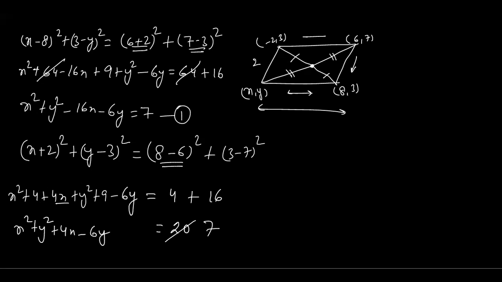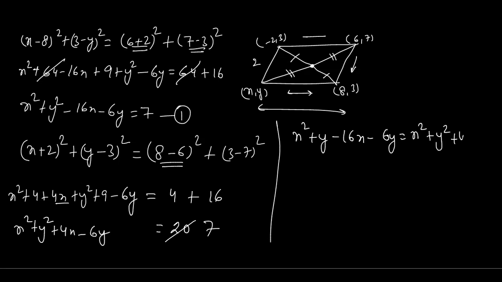Now what you need to do is subtract the first equation from the second. Both equations are equal, so can we equate it? Yeah, we can equate it also. Equating and subtracting is the same thing here. x square plus y square plus 4x minus 6y.